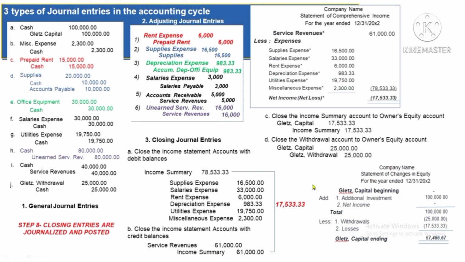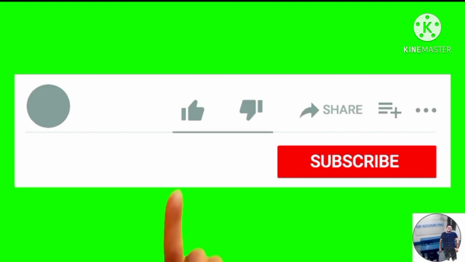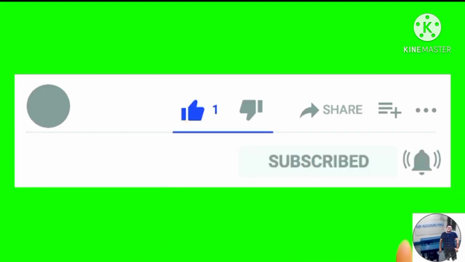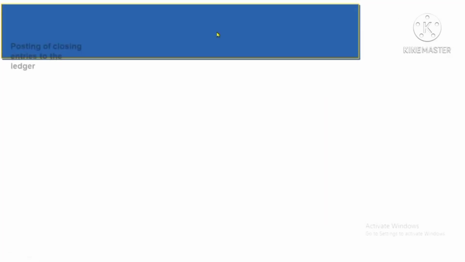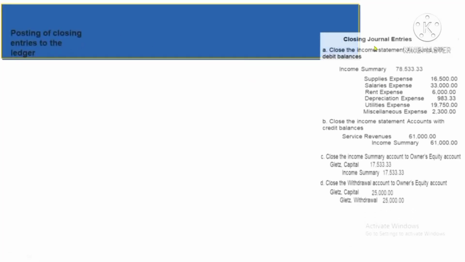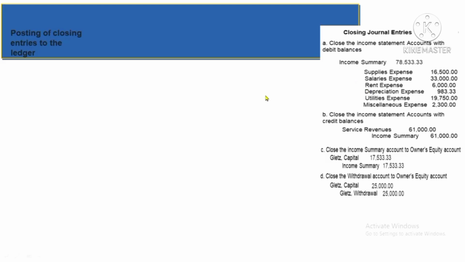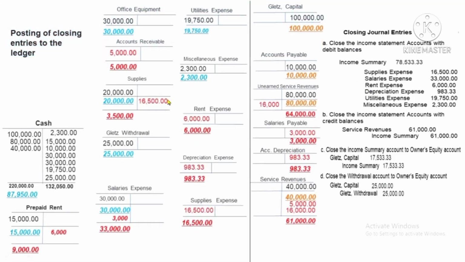But you can check that out later. So again, these are the four closing entries. But we are not yet through. We still need to post this to the ledger, and that's up next. So now we are on the posting of the closing entries, these closing journal entries to this particular ledger. Now let's start with the income summary.